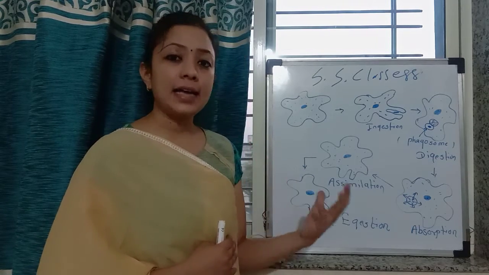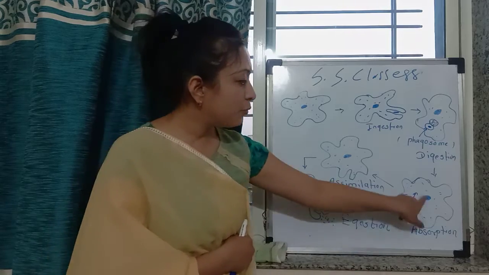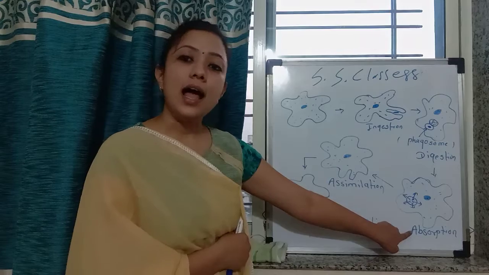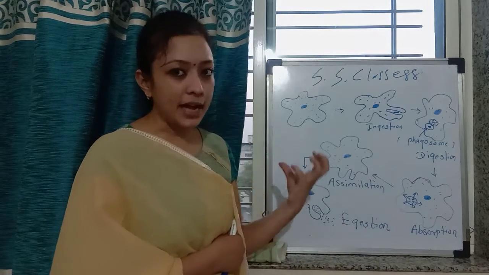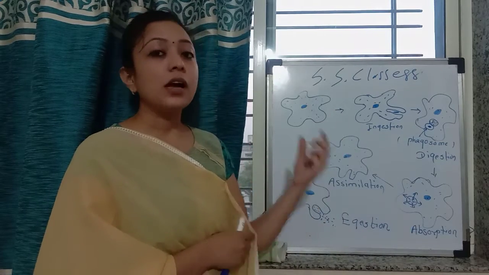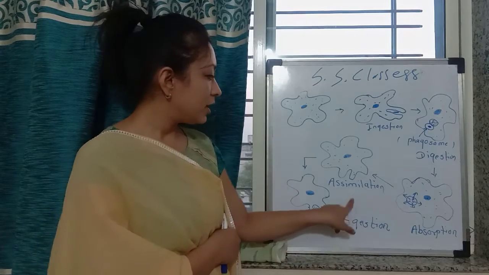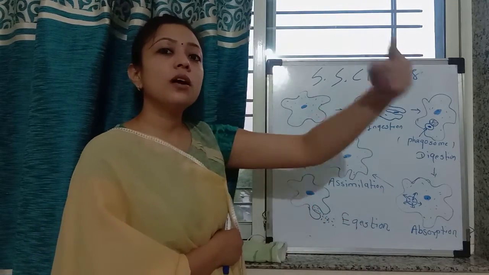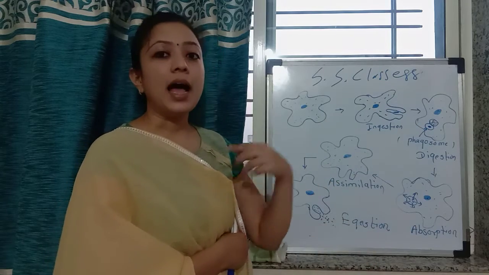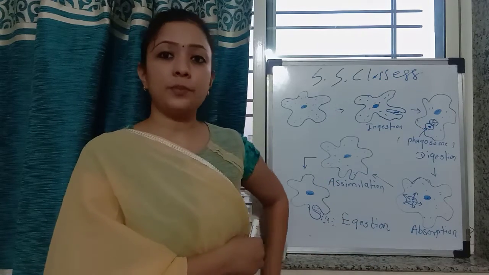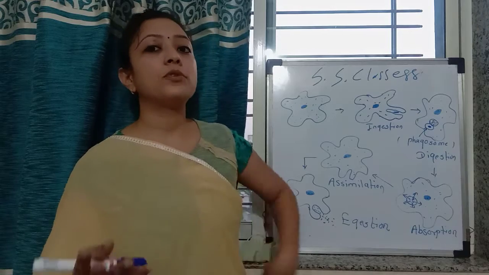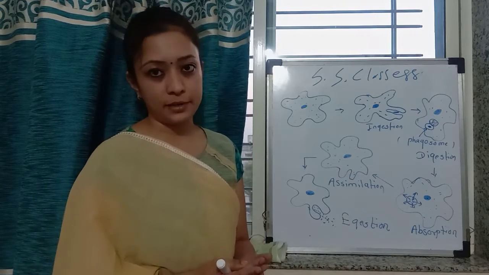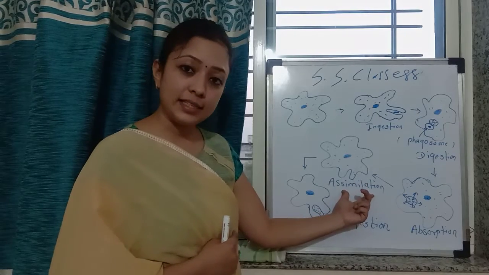Once the food gets digested into the simplest form, the food gets absorbed into the cytoplasm. So this process is called absorption. The digested food gets absorbed into the cytoplasm. Once the food gets absorbed, the food assimilates. That is, the food is transported to all the parts of the cell, and these nutrients are then utilized in the process of growth, in the process of reproduction, and also to produce energy in the form of ATP. So this process is called assimilation.